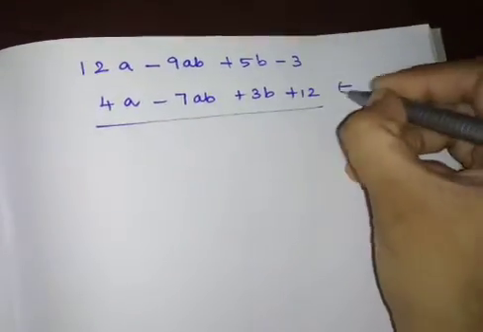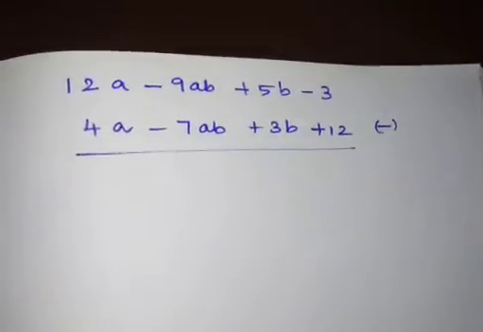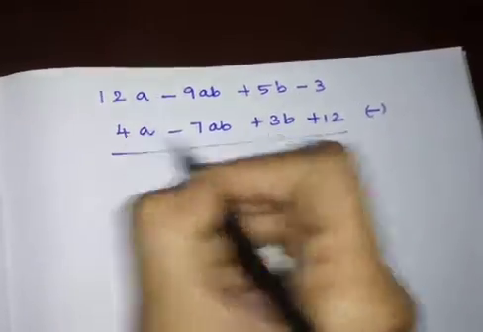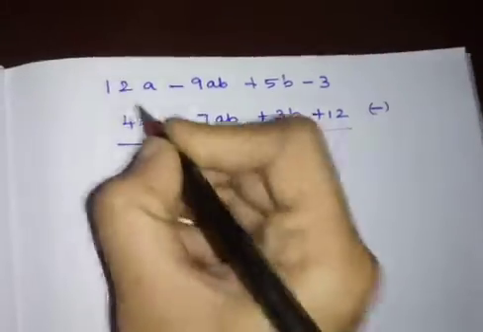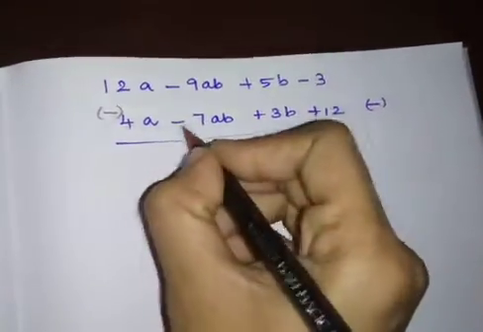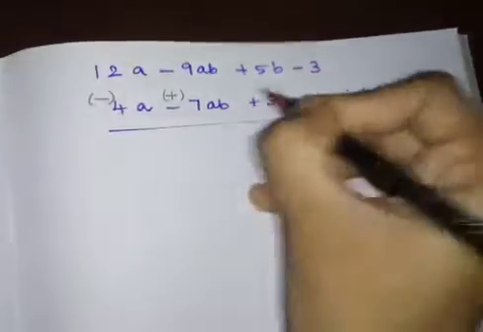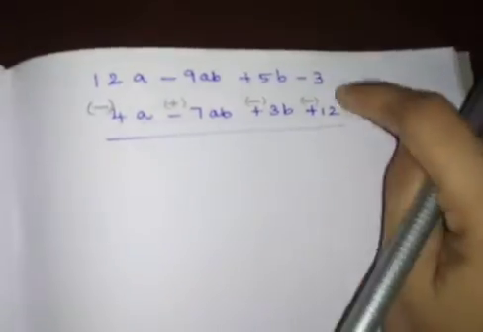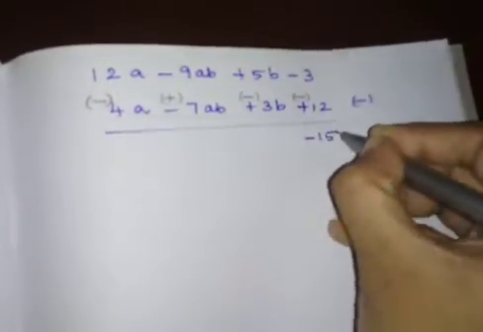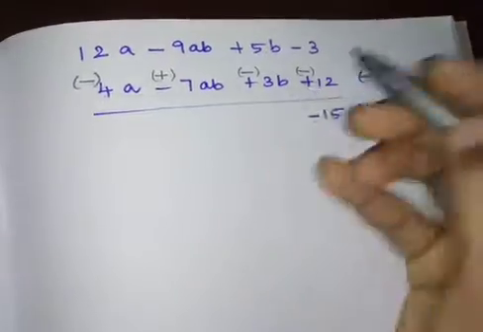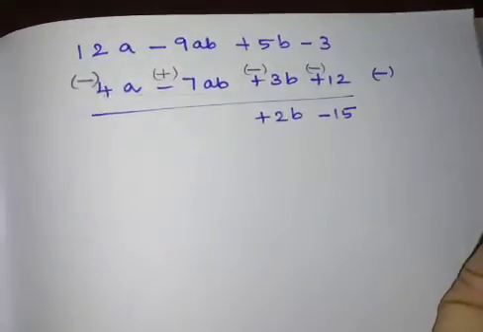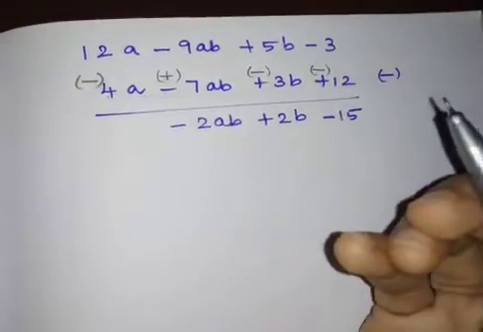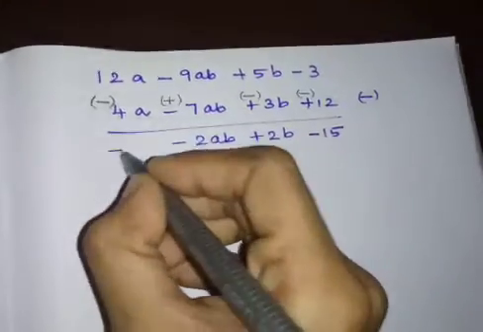Okay. Now subtraction. Subtraction means what you should do, children? You should change the sign of this second expression. So plus 4a is given. So it will become minus 4a. Minus has become plus. Plus has become minus. Now minus 3 minus 12 is minus 15. Then plus 5 minus 3 is plus 2b. Minus 9 plus 7 is minus 2ab. Next plus 12 minus 4 is plus 8a.